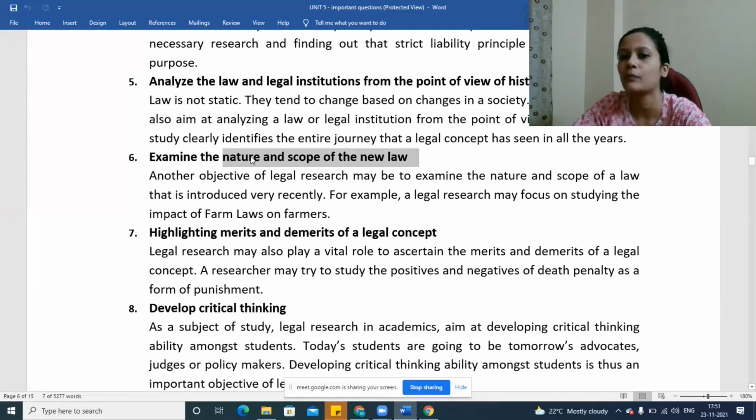How? Because of some research done by all the people around. They came to know what will be the impact of this new legislation.